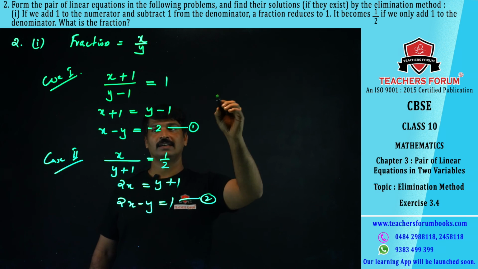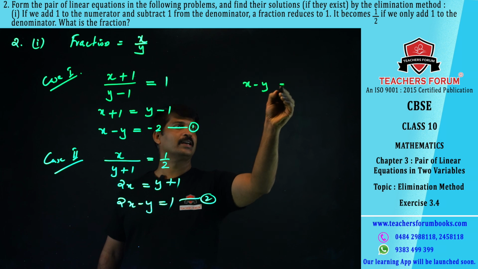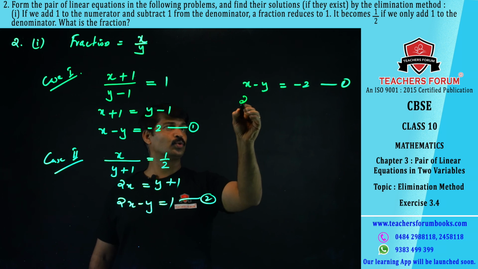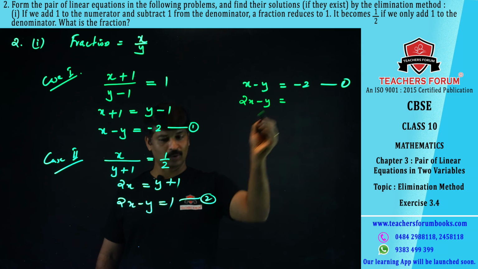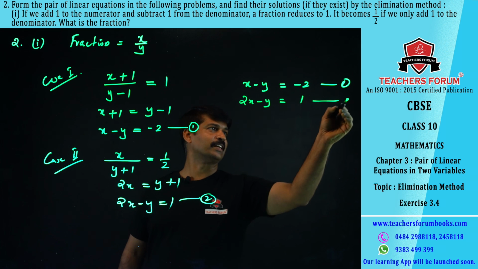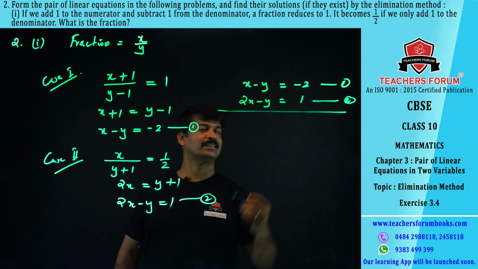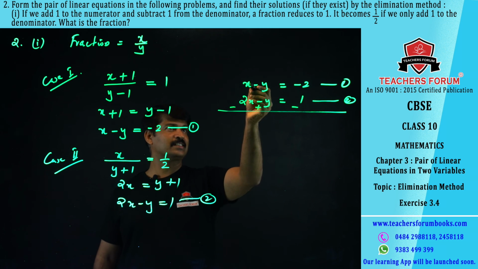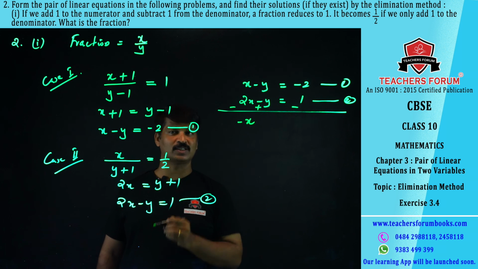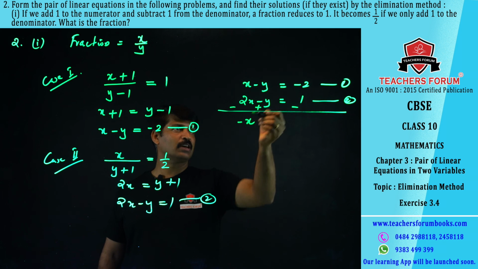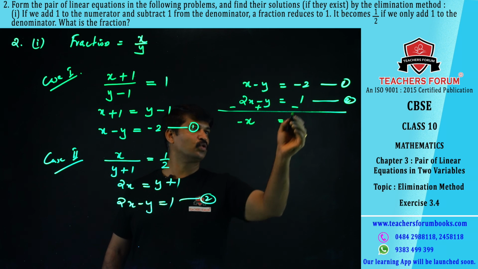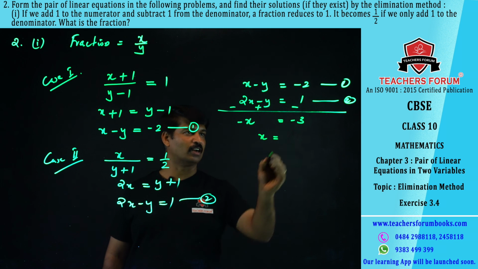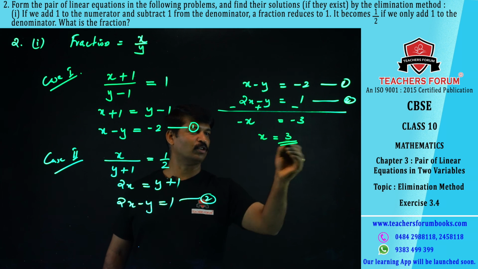So the first equation is x - y = -2. The second equation is 2x - y = 1. You just subtract it. When you subtract, you change the sign and you can just add. x - 2x becomes -x. -y + y becomes 0. -2 - 1, that is -3. So what is the value of x? The value of x is equal to 3. So you get the value of x.